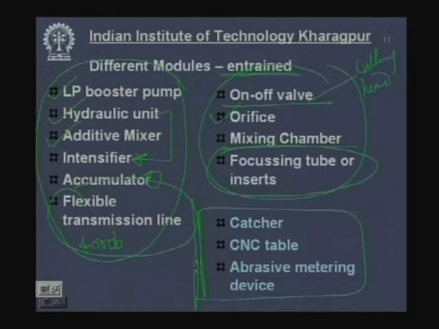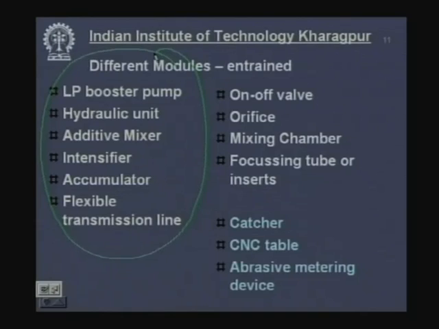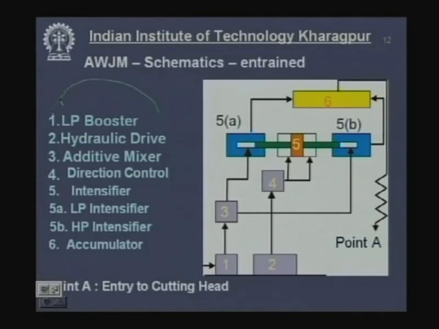So you require a system which catches the water, that is the catcher. As I said initially, you require a CNC table, and because you are adding abrasive, you also need an abrasive metering device. So these are the different modules which I have described. Gradually we will go into a pictorial description of them. So this part which I have discussed in the previous slide is here, and that is the pictorial description.